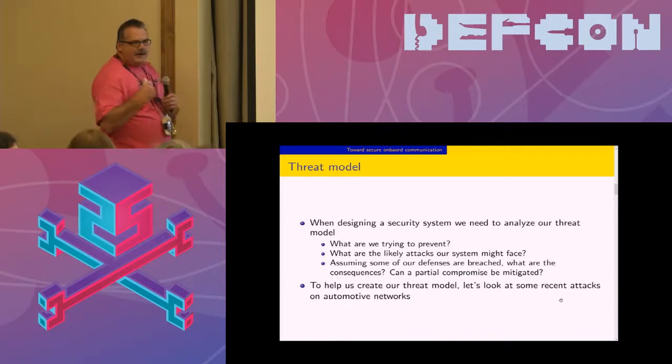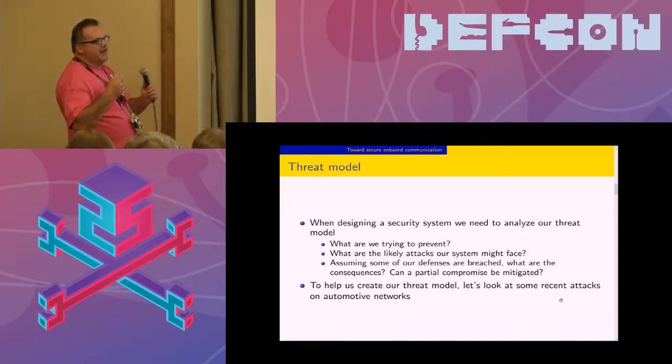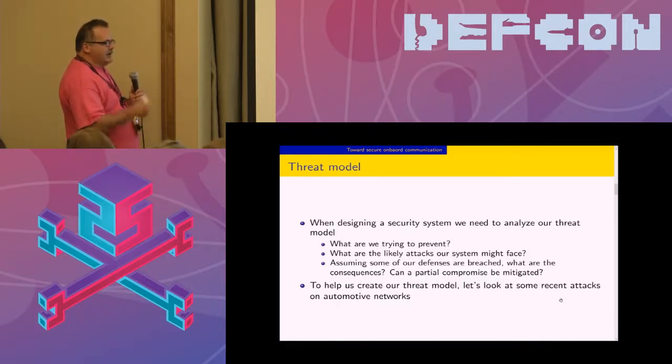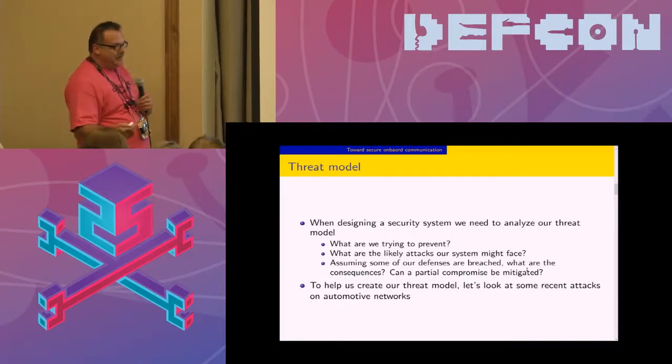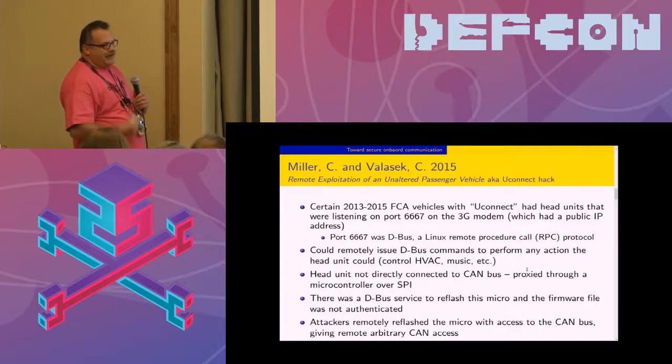So before we go on, let's talk about what are we really trying to prevent here, okay? So, of course, just like anybody that's doing some pen testing, we're going to try to come up with different vectors of attack, et cetera. We have to also come up with, assuming that something gets inside, somebody does some stuff, what are the consequences? If we have some level of compromise, can we even mitigate that compromise to whatever level? So let's take a look at a couple of recent attacks. I'm not going to spend much time because they're on YouTube. You guys have heard about them.